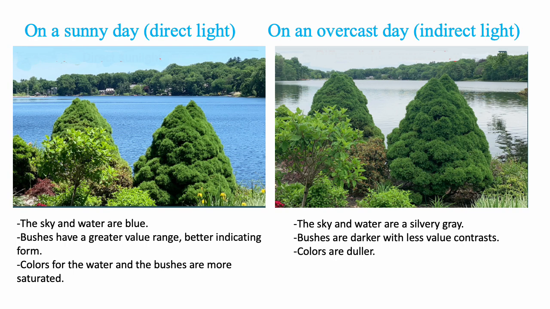On a sunny day, the sky and the lake are a nice deep blue, and the bushes have dark shadows and yellow-green leaves, both indicating form. On an overcast day with indirect diffuse light, the sky and the lake are a light, dull blue-gray, much lighter than with sunlight, and with dull colors compared to this blue over here.